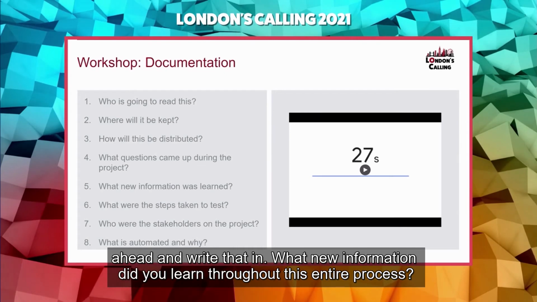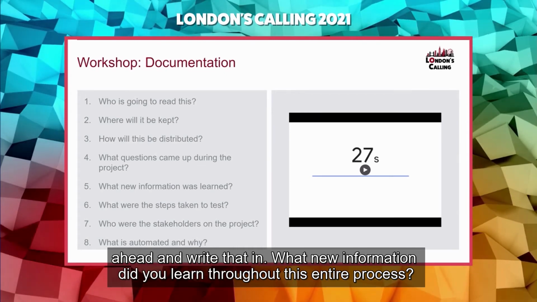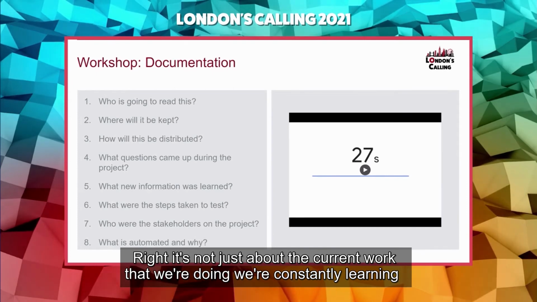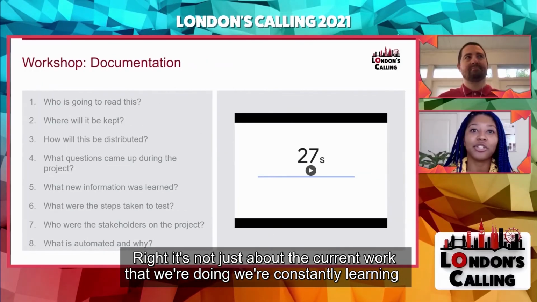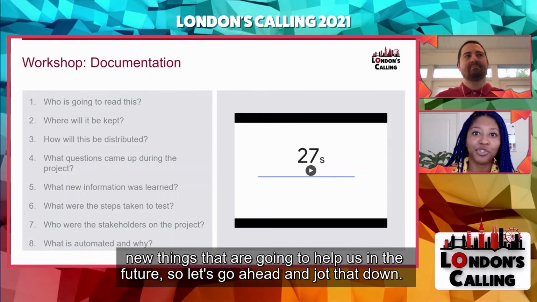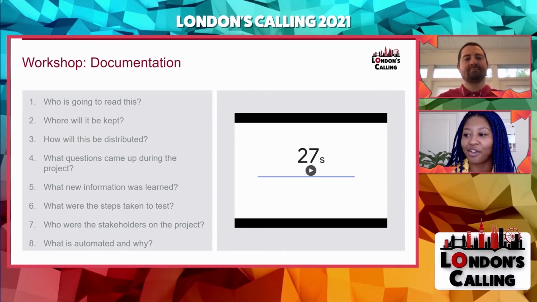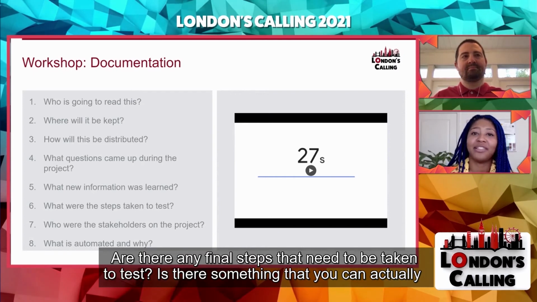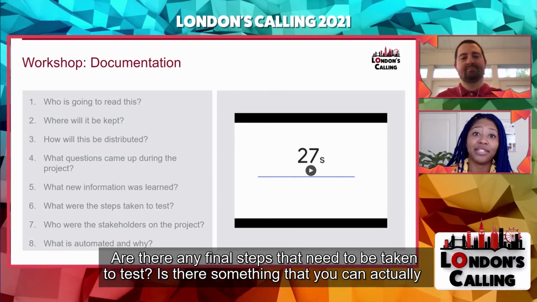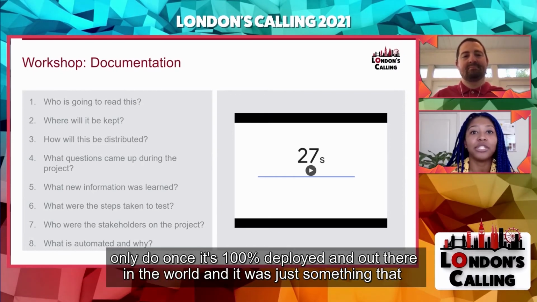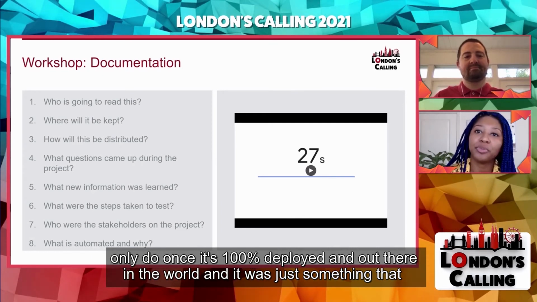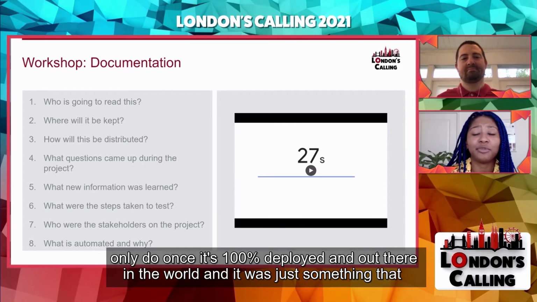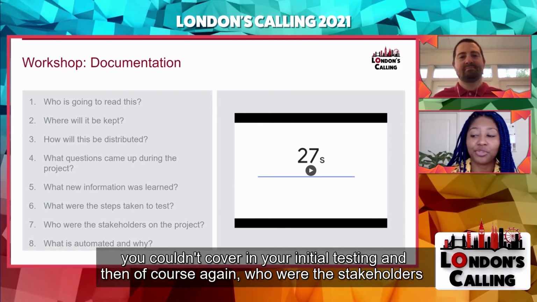What new information did you learn throughout this entire process? It's not just about the current work that we're doing. We're constantly learning new things that are going to help us in the future. So let's go ahead and jot that down. Are there any final steps that need to be taken to test? Is there something that you can actually only do once it's 100% deployed and out there in the world? And it was just something that you couldn't cover in your initial testing.